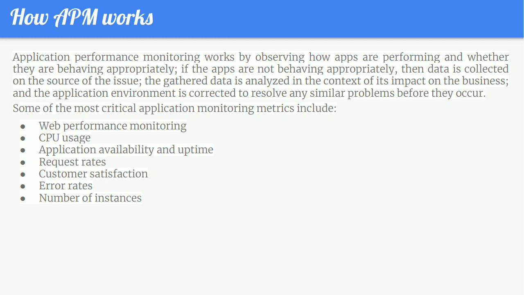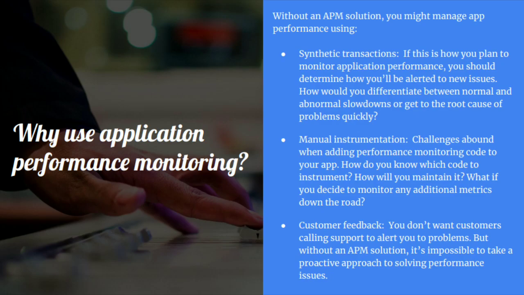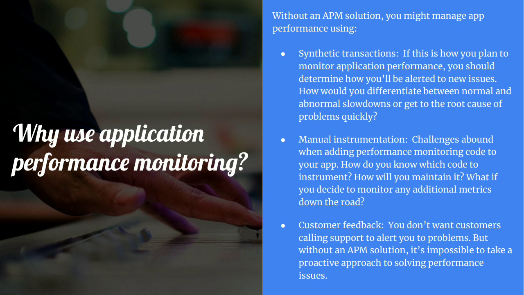Some of the most critical application monitoring metrics include web performance monitoring, CPU usage, application availability and uptime, request rate, customer satisfaction, error rate, and number of instances. Why use application performance monitoring? Without an APM solution, you might manage app performance using synthetic transactions. If this is how you plan to monitor application performance, you should determine how you will be alerted to new issues. How would you differentiate between normal and abnormal slowdowns, or get to the root cause of a problem quickly?